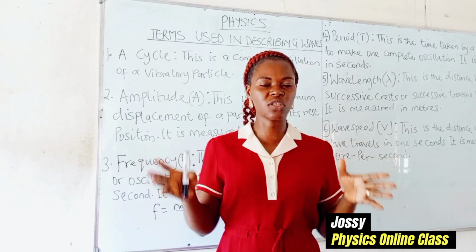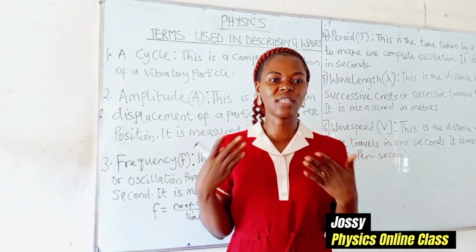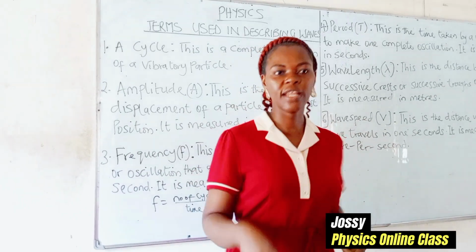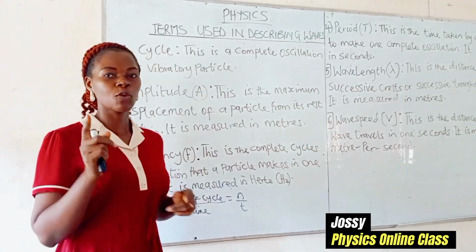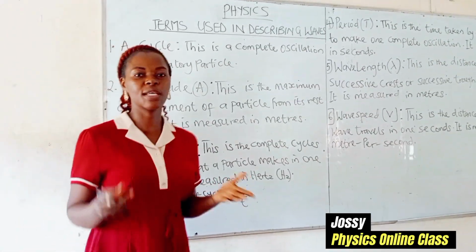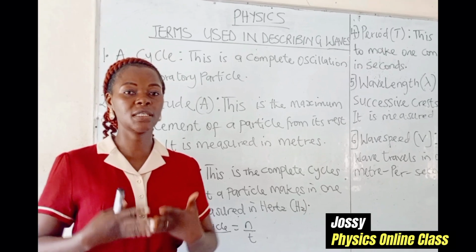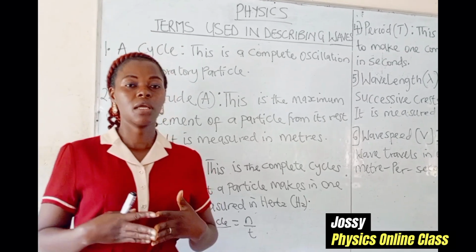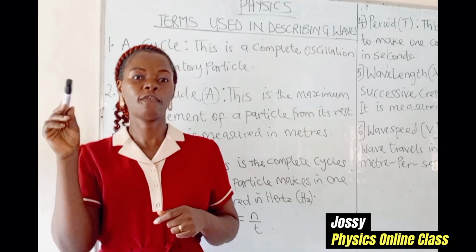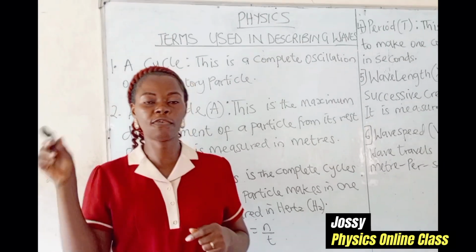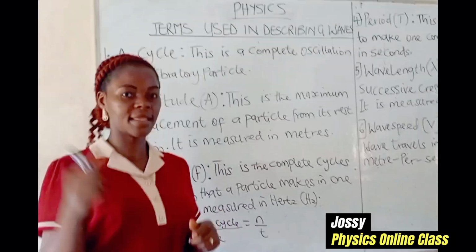We have so many things used in describing wave, and it will help us to understand wave better. So let's go. The first one we have is what? A cycle. What is a cycle? A cycle is a complete oscillation of a vibrating particle, because a complete oscillation means when the body goes to and fro, to and fro. I'm going to explain it later.